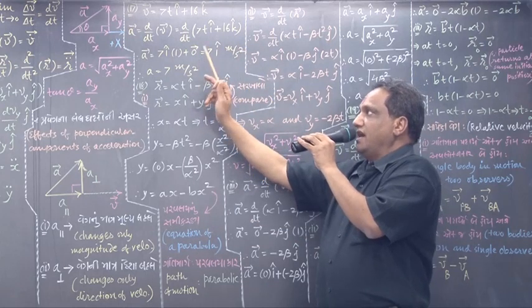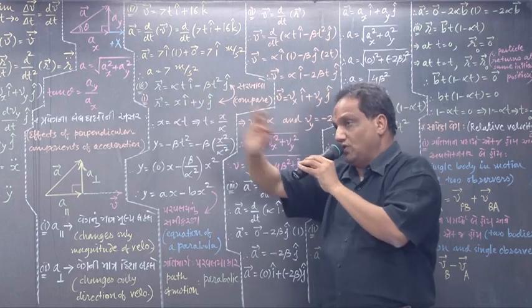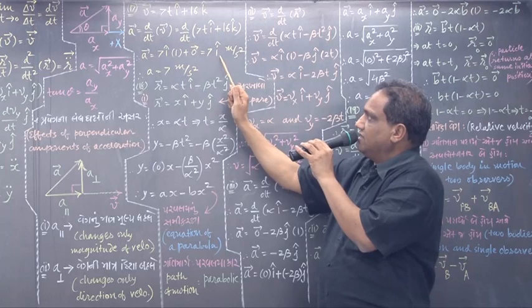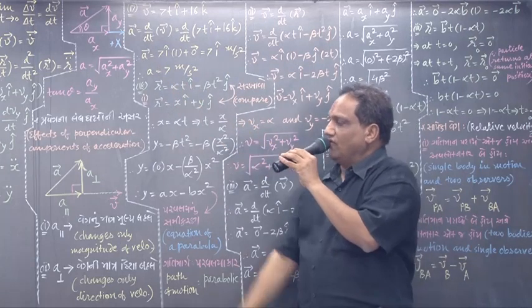A zero vector when added with any other vector makes no difference. So this is as good as 7 i hat. 7 i hat.